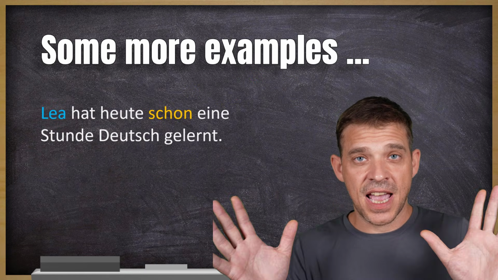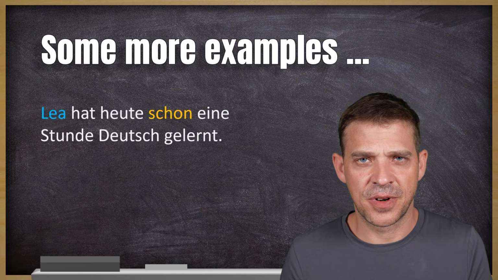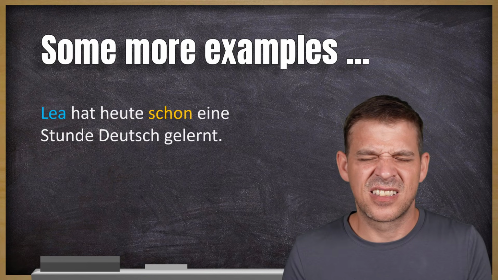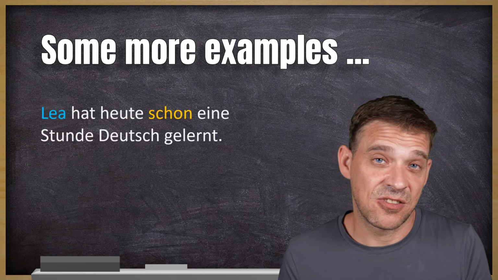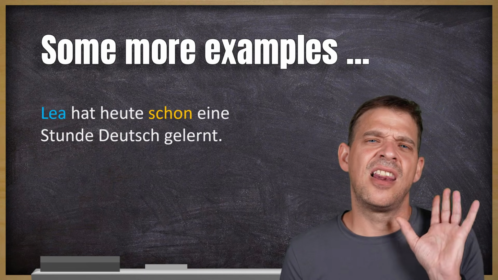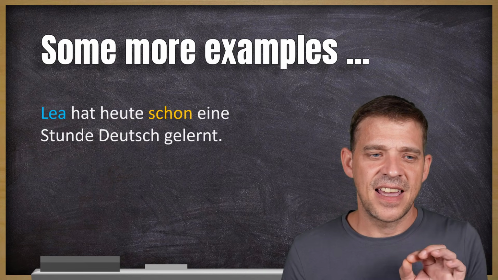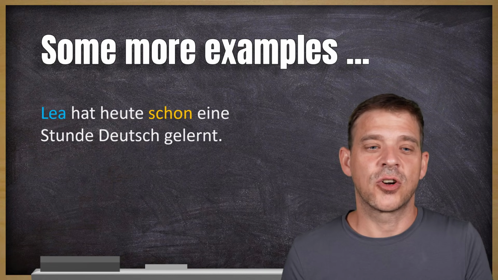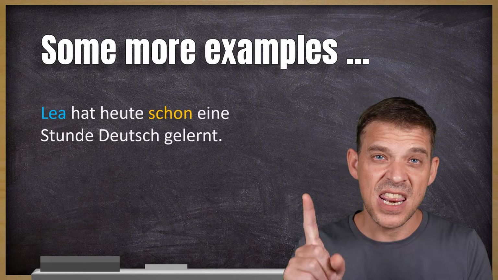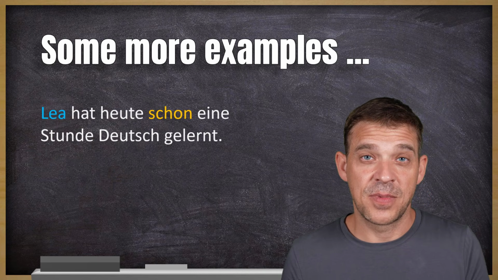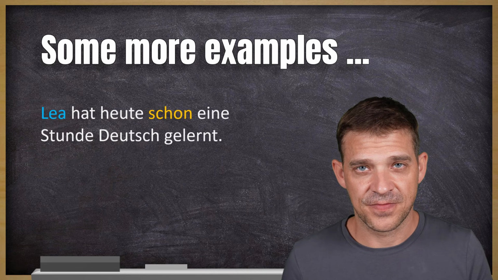Another example. Let's say I have 2 daughters and they both have to learn German. Lea doesn't like to learn German. She's just not into German, but she has to. And my other daughter, Nina, she loves German. So when I say as a father, Lea, she doesn't like German, Lea hat heute schon eine Stunde Deutsch gelernt. This means I'm very happy. She already studied German for 1 hour.